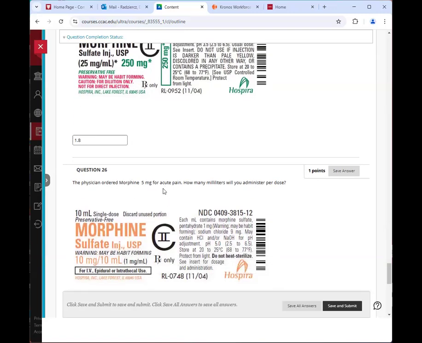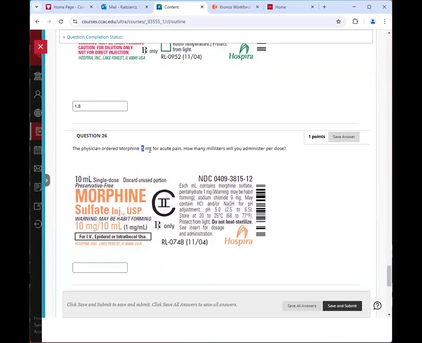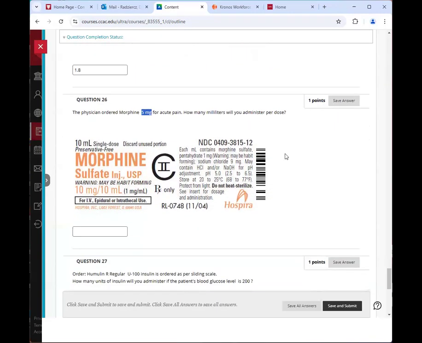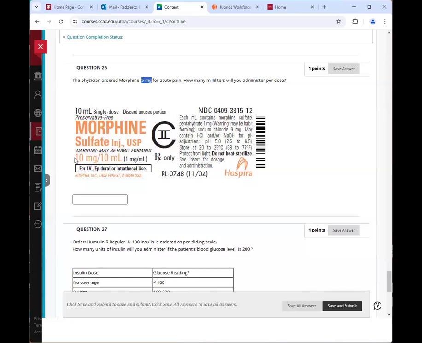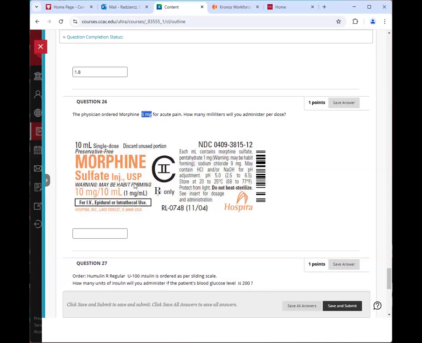Here's another morphine question, but it's a different morphine label. This time the order is for 5 milligrams. And then you can see that you have 10 milligrams per 10 milliliters. And then in parentheses, it tells you 1 milligram per milliliter. So it reduces it down because it's a 1-to-1 relationship. So each milligram is equal to the equivalent milliliter. So 1 milligram is 1 milliliter. So that means 5 milligrams is 5 milliliters.